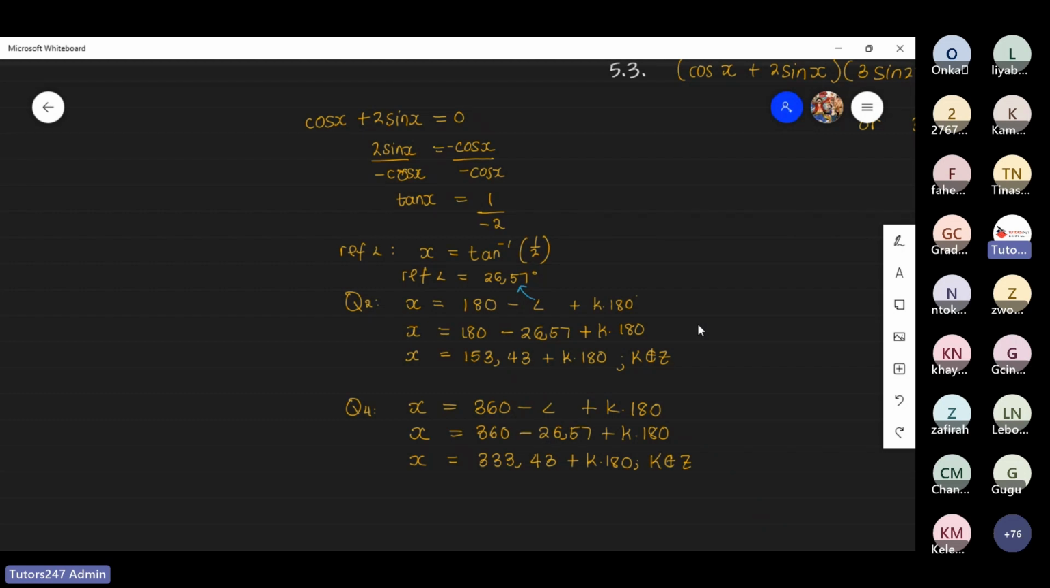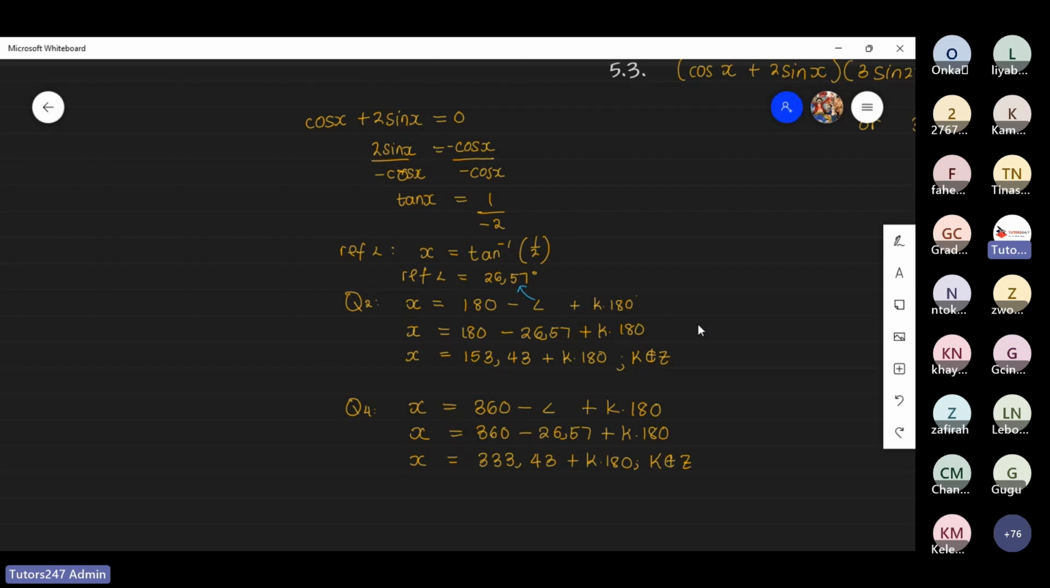We now needed to figure out, because we have tan x equals a negative value, what quadrants tan x is going to be negative in. We know that tan x is negative in quadrant 2 and quadrant 4. That is why our answers are within quadrant 2 and quadrant 4.